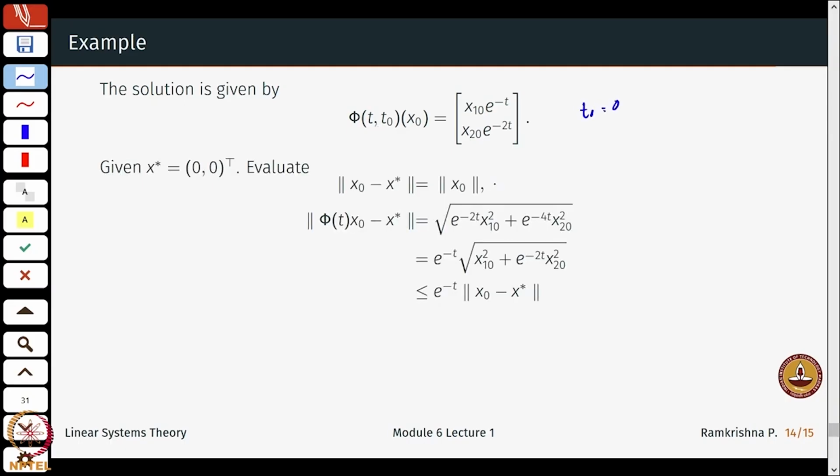Okay, so again this is from previous. So what does the solution satisfy? Phi t x naught minus x star is just bounded by e power minus t. So it decays at a rate of lambda equal to 1. Okay, so these 3 steps can be easily verified. I am just computing the 2 norms here, so that should be easy.